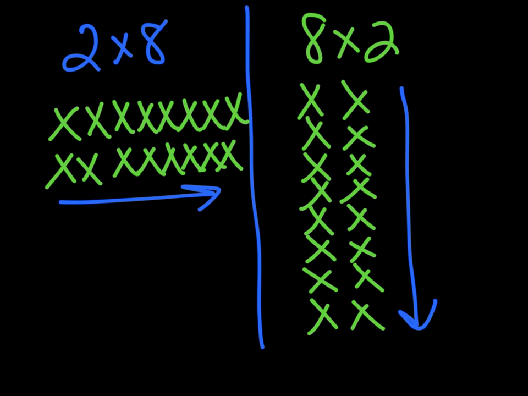Okay, so remember that commutative property says that I can switch the factors and I'm gonna still get the same answer. So my answer on both of these is 16, even though I've switched the factors around. Good job with that. Let's do some more.